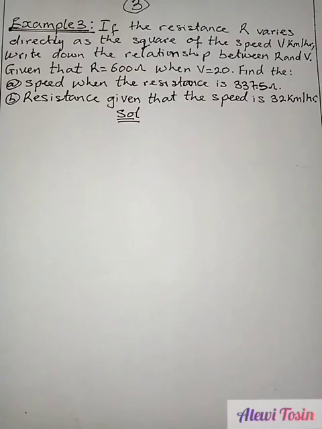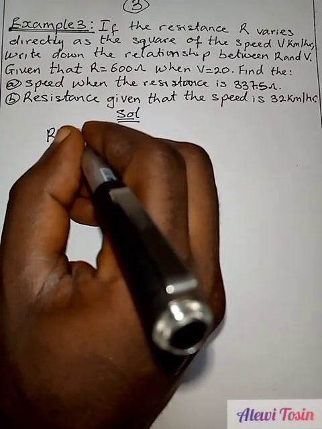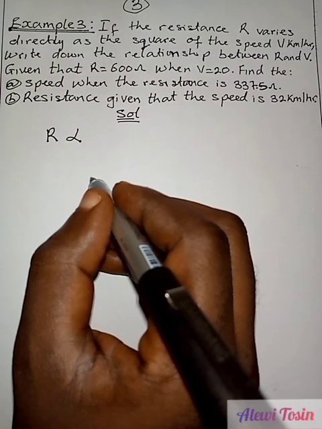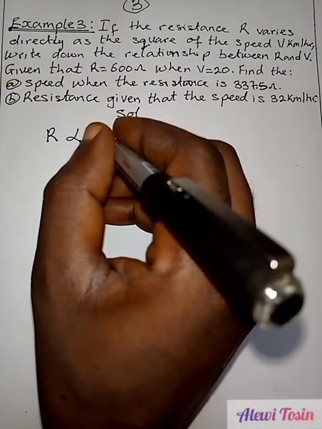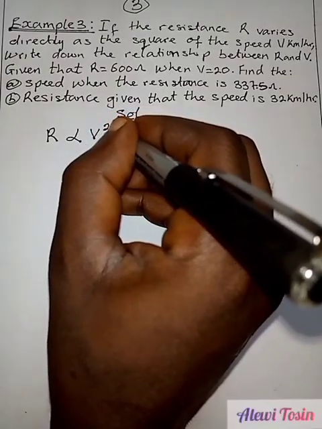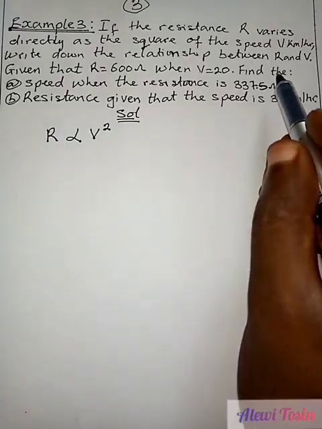Now let's look at this question, still on direct proportionality, the derivation. The question goes thus: if the resistance R varies directly as the square of the speed. Let's take our resistance R. We are told it varies directly as the square of speed v kilometer per hour. Our speed is v kilometer per hour, and it is squared. That's the first statement.